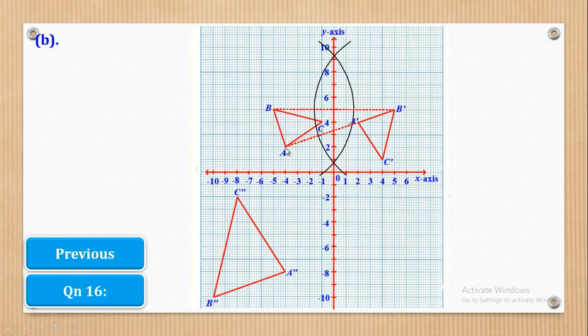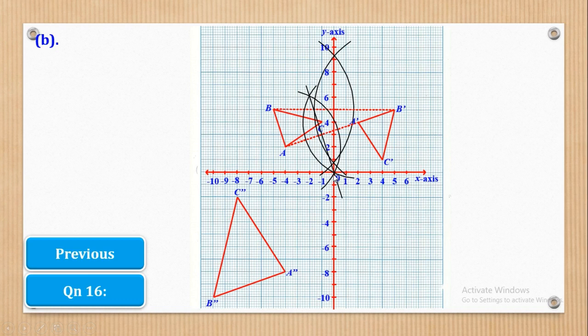We are going to do the same for A prime. So let's try to bisect. You put your compass here, you draw this arc. Put your compass here, draw that arc. Then draw a straight line through the intersection. Where these two lines intersect will be our center of rotation. In this case, the center of rotation is the origin, which is 0, 0.